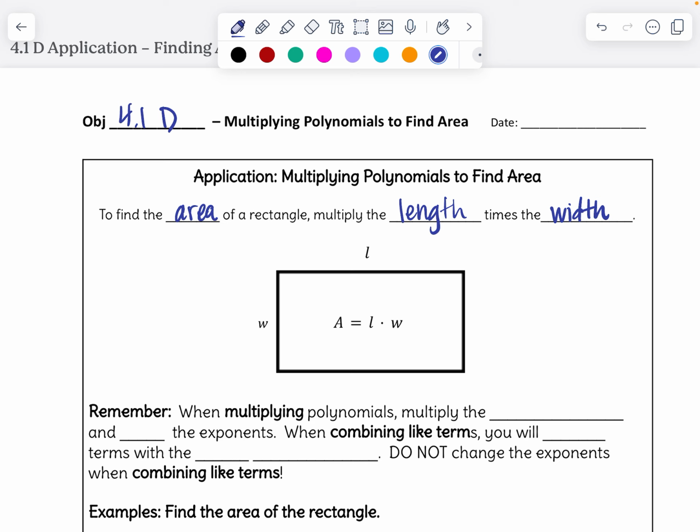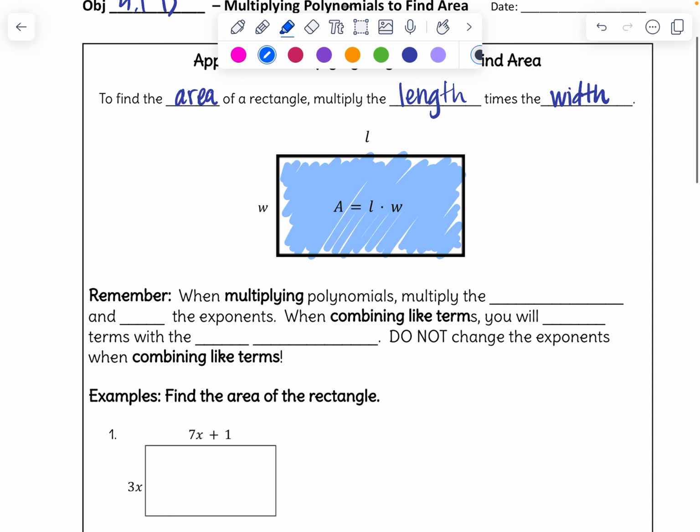So we have a rectangle here. The area inside is the length times the width. So just remember the rules when you're multiplying polynomials. Multiply the coefficients and add the exponents. The next step is combining like terms.